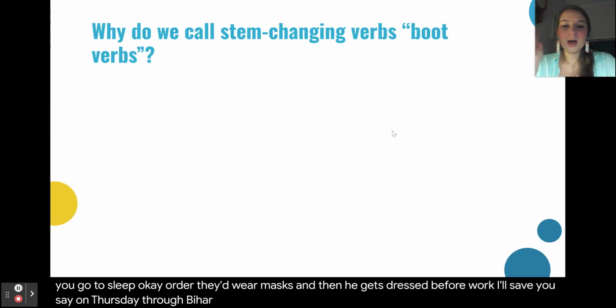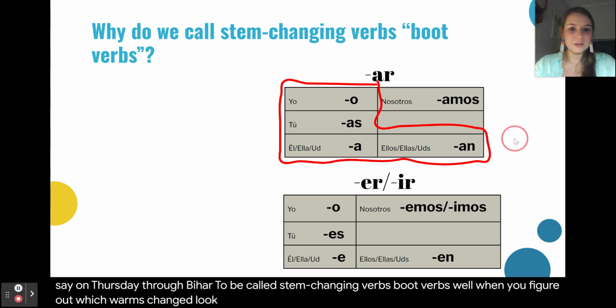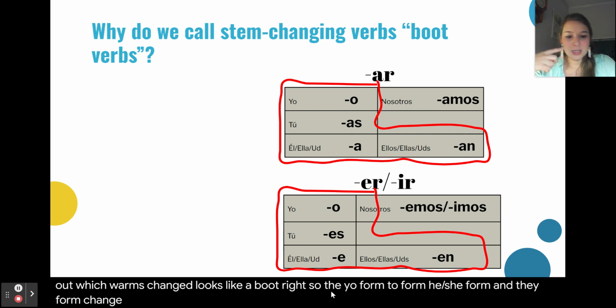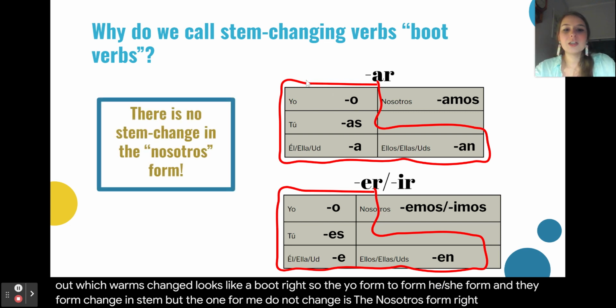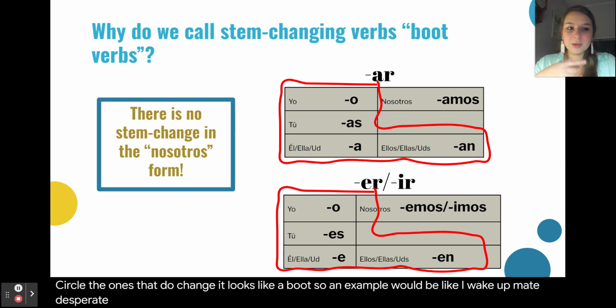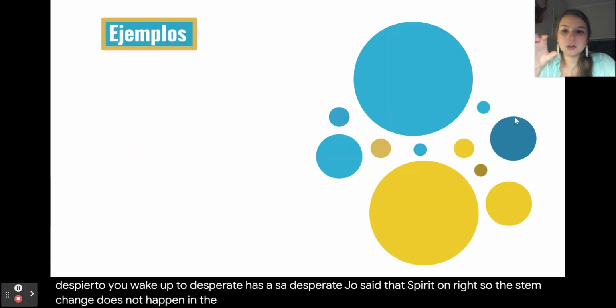Okay, now, why do we call stem changing verbs boot verbs? Well, when you figure out which forms change, it looks like a boot, right? So the yo form, tú form, he, she form, and they form change in stem, but the one form we do not change is the nosotros form, right? So when you circle the ones that do change, it looks like a boot. So an example would be like, I wake up, me despierto, you wake up, te despiertas, ella se despierta, nosotros despertamos, ellos se despiertan, right? So the stem change does not happen in the nosotros form.